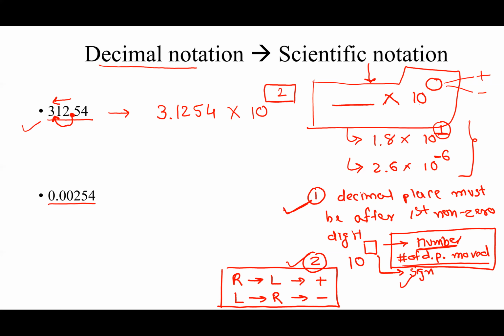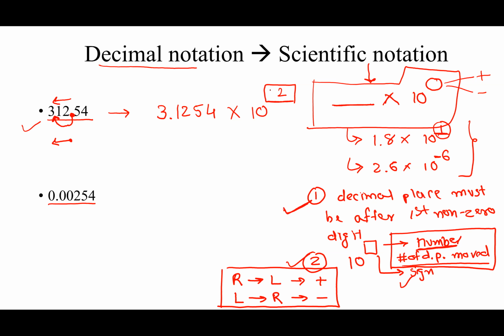What should be the sign? What we did, we moved our decimal place from right to the left. Is it right? Yes, positive. If it's positive, from right to the left, it should be positive. It means we don't have to write the sign. If it's positive, we don't need to represent the sign.